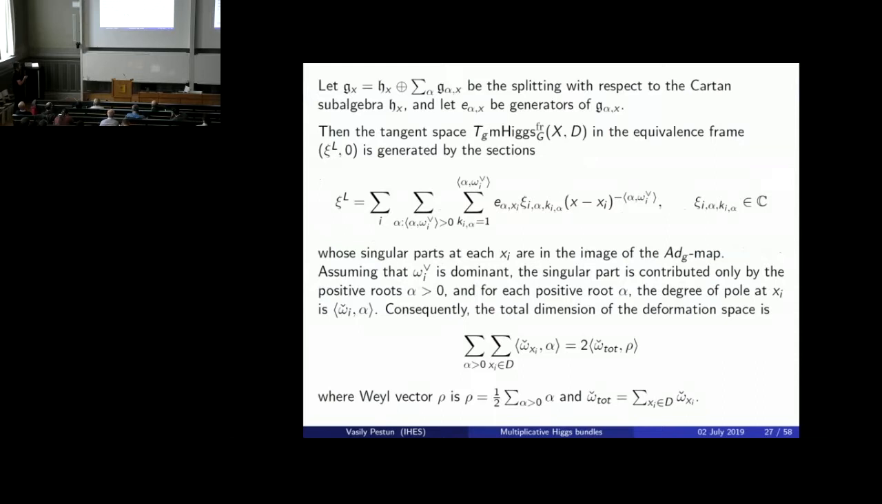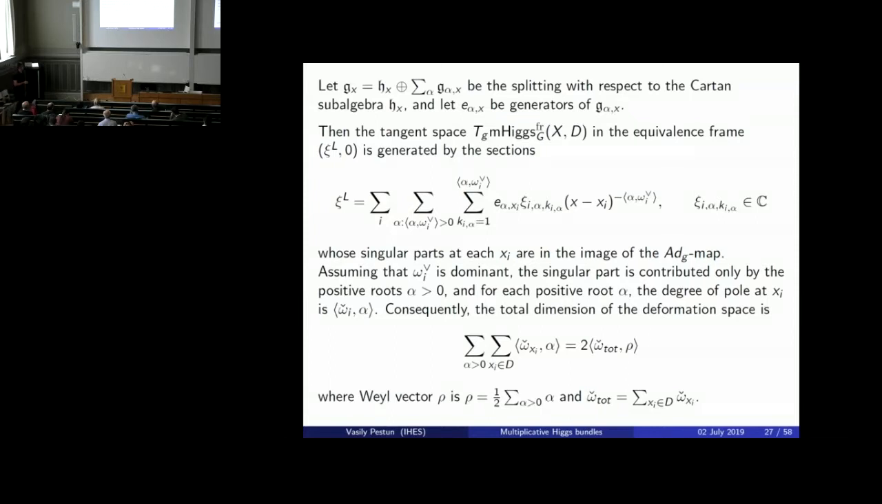Then take the usual Borel type splitting of G into the Cartan algebra plus the sum over root spaces G alpha X, and let E alpha sub X be the generator of each root space. Then we can present a very explicit formula for the deformation of the multiplicative Higgs fields. That's a tangent space at some point G of X, and it would be generated by sections of the following form. You take a generator in each positive direction with respect to a co-weight singularity given at this point, where omega I check I is the co-weight. We consider a root which has a positive pairing there, and we allow singularity in the direction of the root space E alpha, which is positive with respect to I, of arbitrary power up to this one.